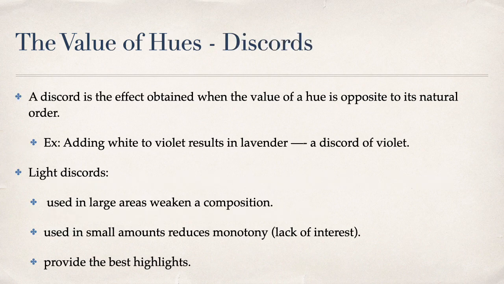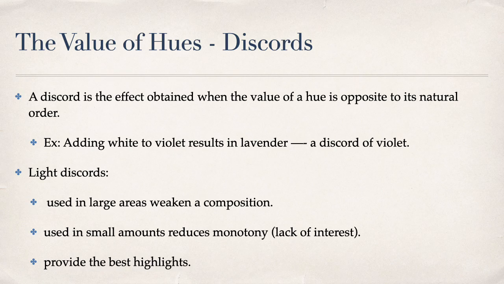Discords. A discord is the effect obtained when the value of a hue is opposite to its natural order. An example is adding white to violet, which results in lavender. Now, lavender is what? A discord of violet. Black is added to light value hues to obtain a discord also.